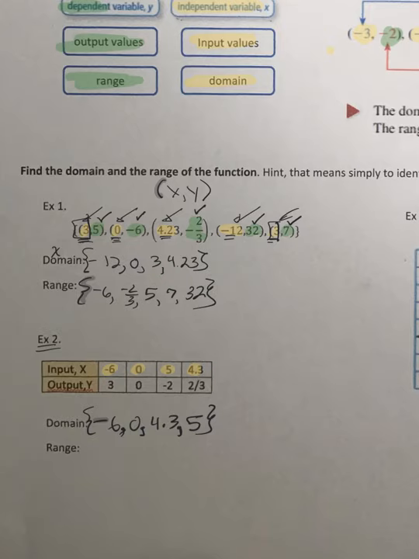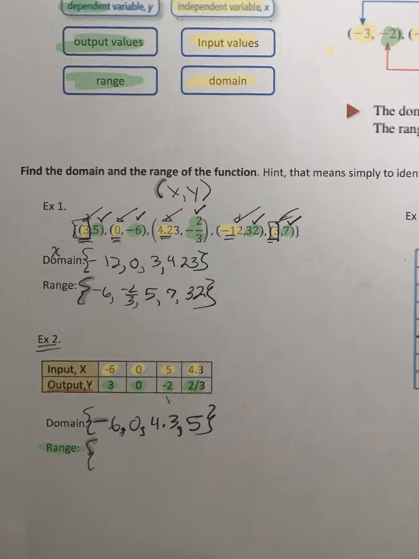Output. The range are the y values. So all you have to do is just list the y values, and we want you to list them from smallest to largest. So negative, do your little set notation.